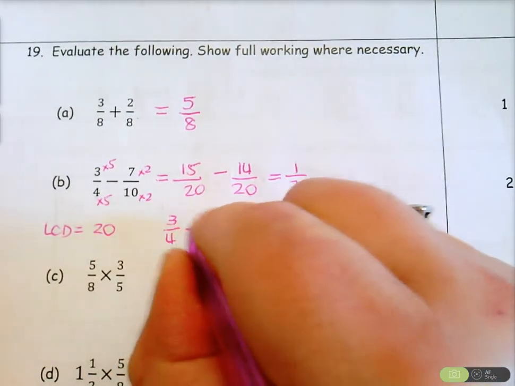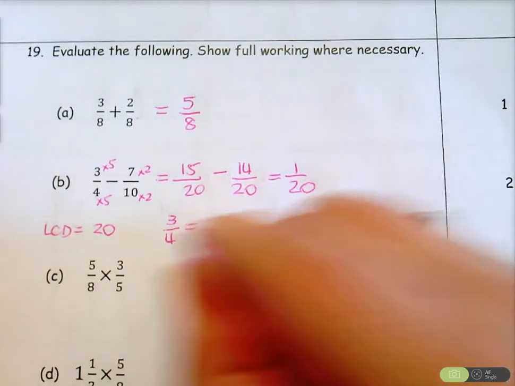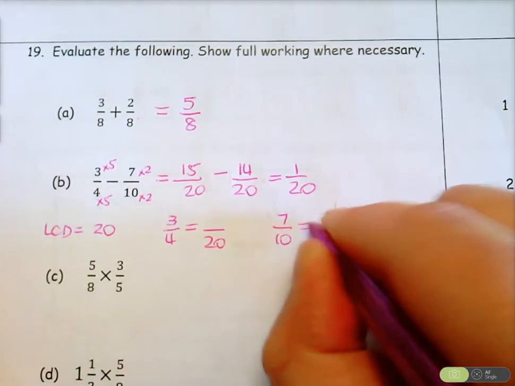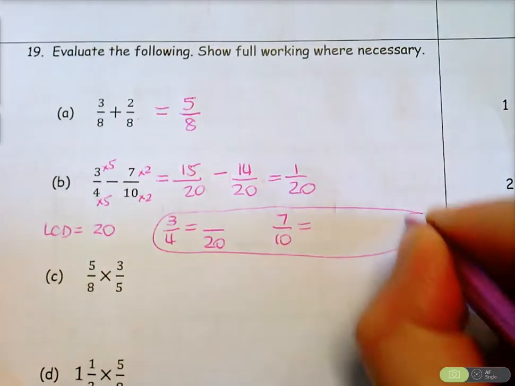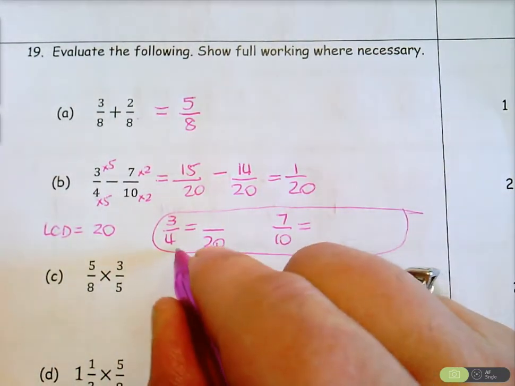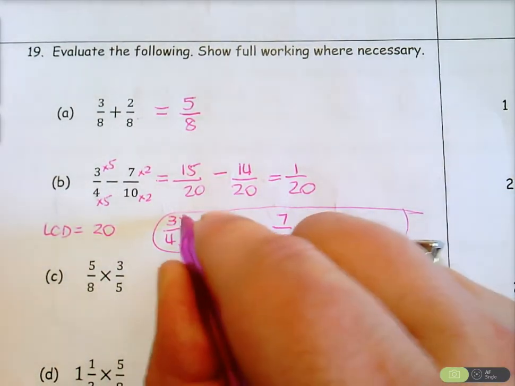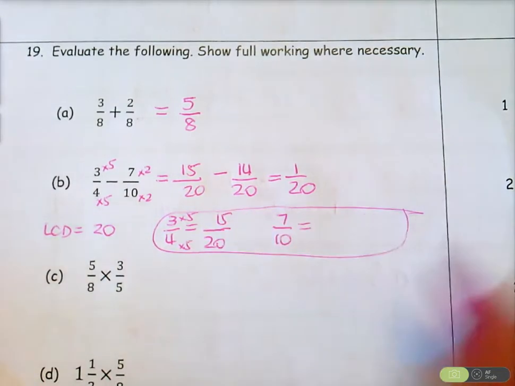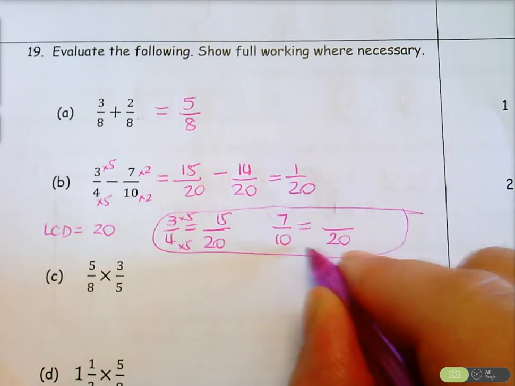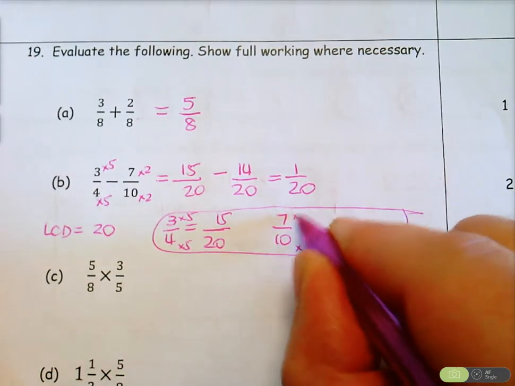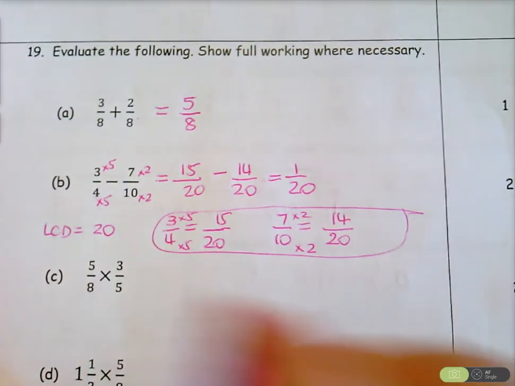The other way you could have done this was to do them separately and work out your denominators of 20 down here and go 4 times 5 is 20, 3 times 5 is 15. And here as well, 10 times 2 is 20, 7 times 2 is 14.